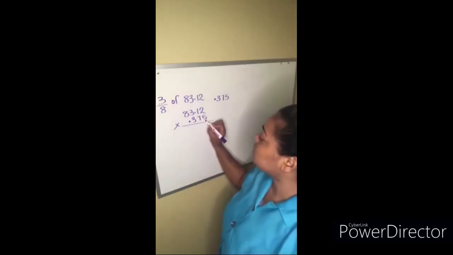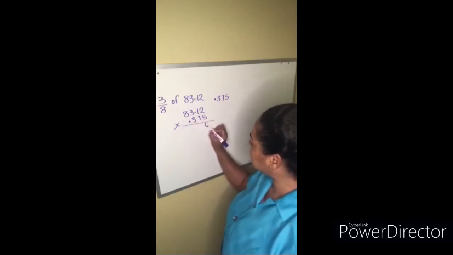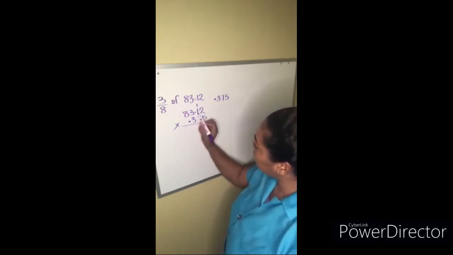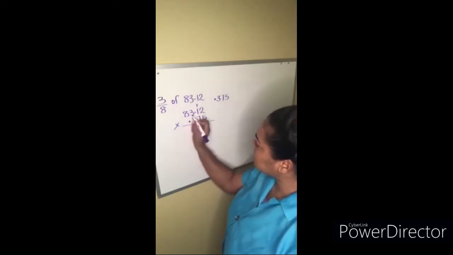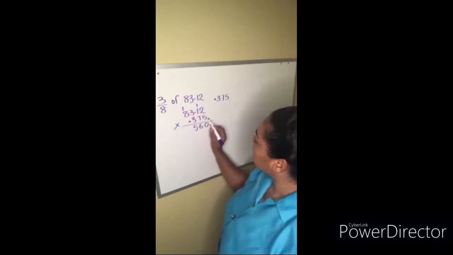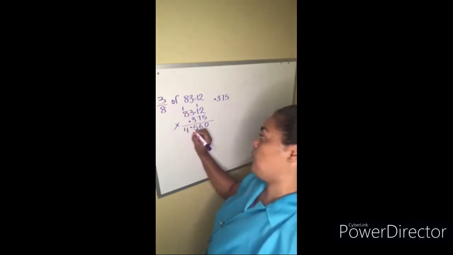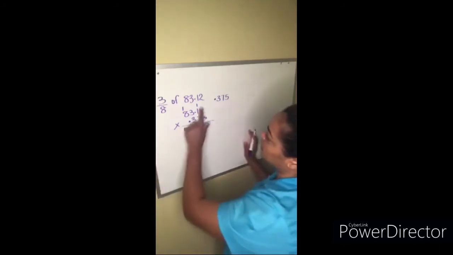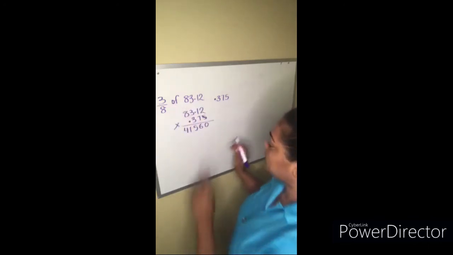So we're going to start multiplying by 5. 5 times 2 is 10. Carry the 1. 5 times 1 is 5 plus 1, 6. 5 times 3 is 15. Carry the 1. 5 times 8 is 40 and 1, 41. Okay? So we're finished with this number. And I'll take these off so that we don't get confused. Right? Now we're going to start here now.